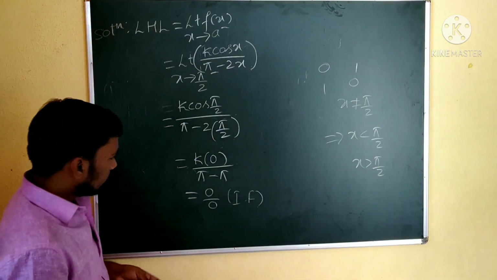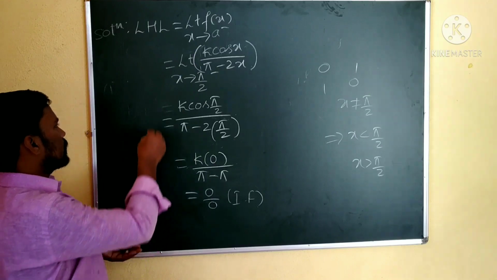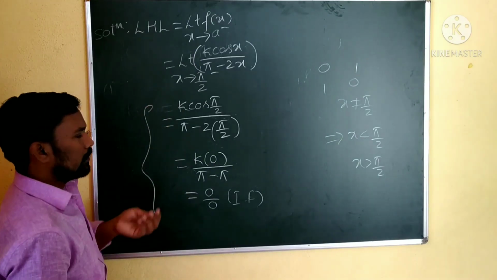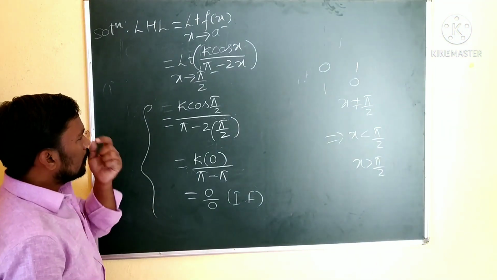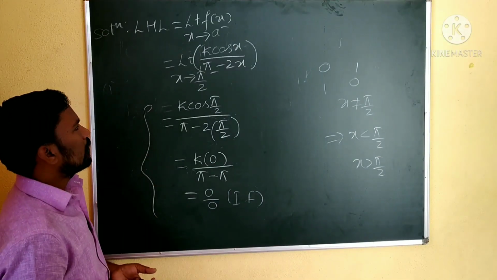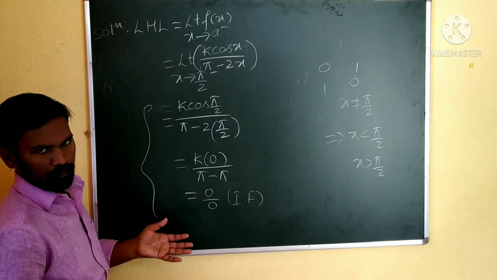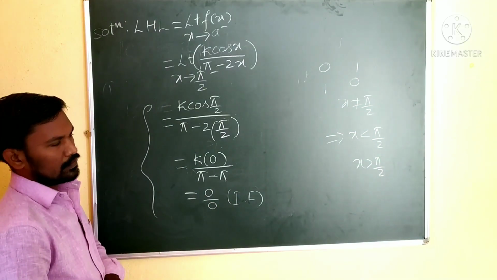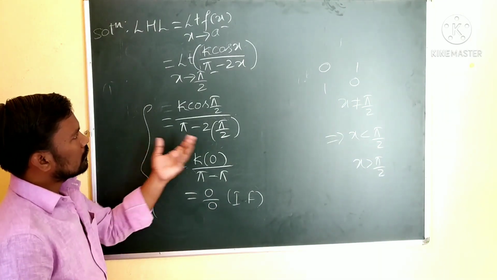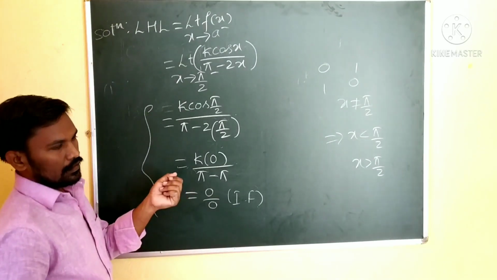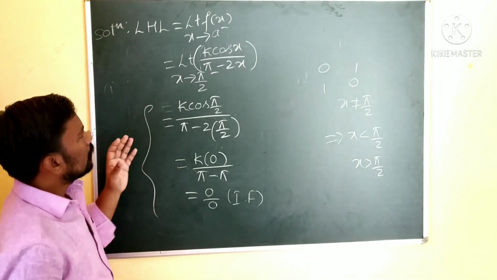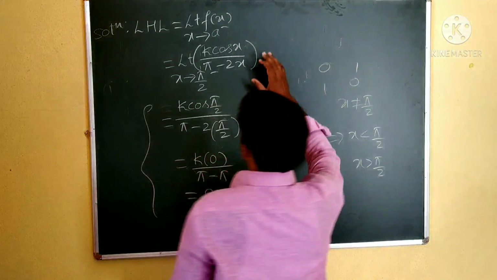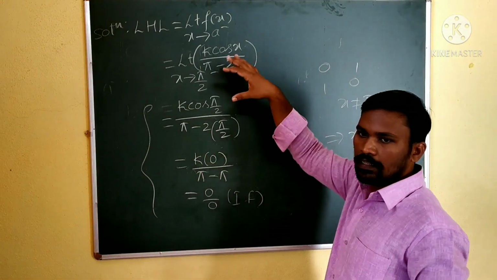If you are getting these three steps, you have to do them mentally. You should not write them in your exam also. Why? Because if you are getting 0 by 0 form or infinity by infinity form, it is an indeterminate form. So in this case, we are unable to get the definite value of k. For that, you have to make some changes in the given function. You have to simplify the given expression.